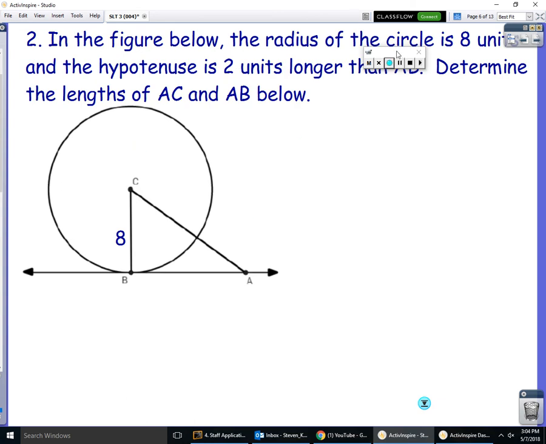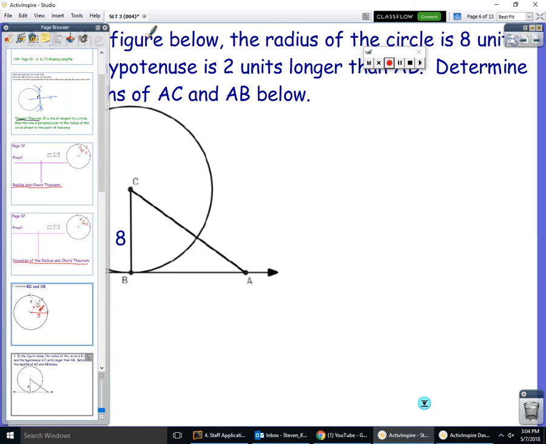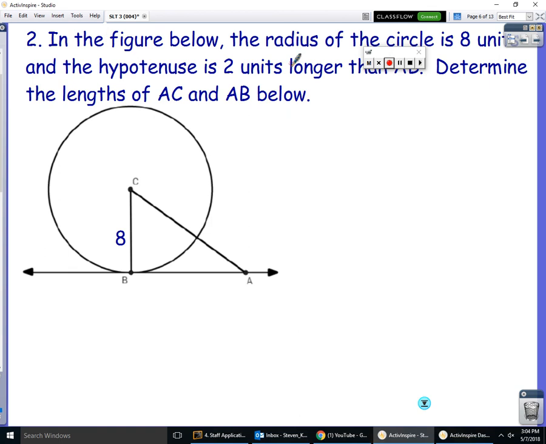Same thing goes over here. In the figure below, the radius of the circle is 8 units long, and the hypotenuse is 2 units longer than AB. Determine the length of AC and AB below.